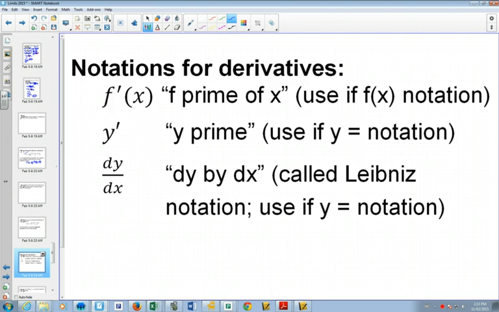Yes? I've also seen it once where they put a dot over the y. A dot over the y like this? I haven't seen that, but... Are you sure it wasn't just someone not doing a dash in the right spot? Oh, that's for the second derivative. Interesting. I haven't seen the dot, but I'm looking for new notations all the time.